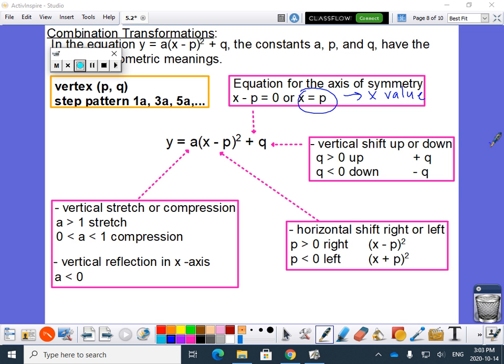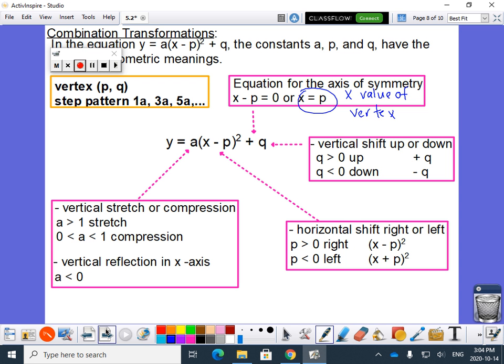So here we have the equation for the axis of symmetry. So let's focus on x equals p, keeping in mind that this is the x value of the vertex. Okay, so like on the last slide, we saw that when trying to determine the axis of symmetry, that's always going to be the x value of the vertex, and with x equals p.